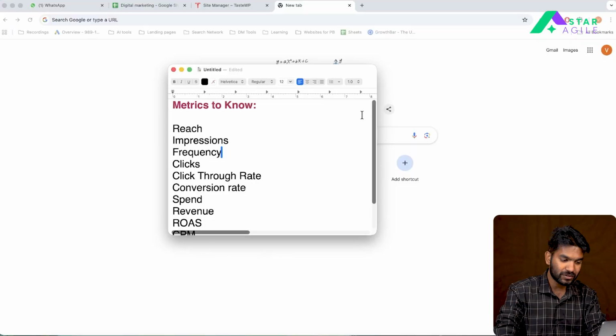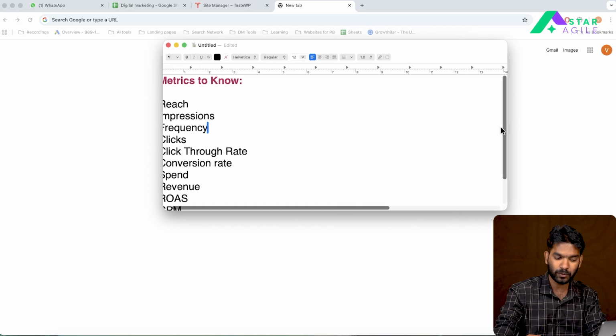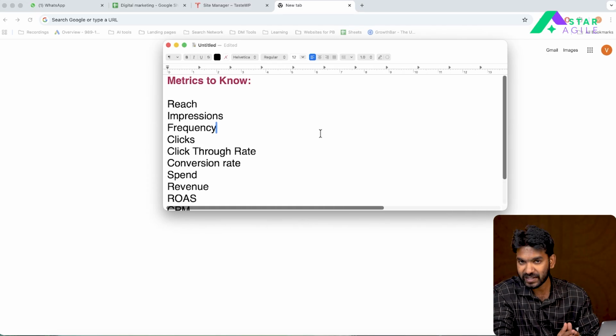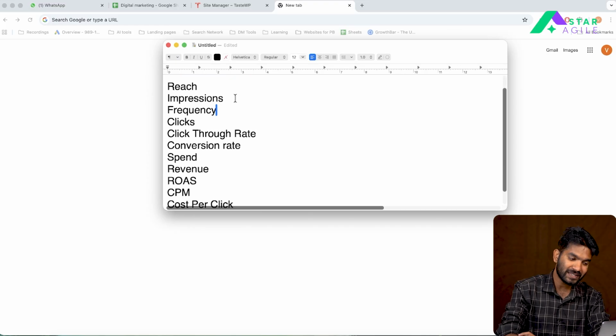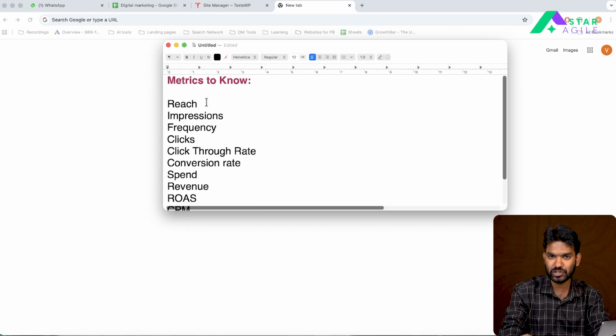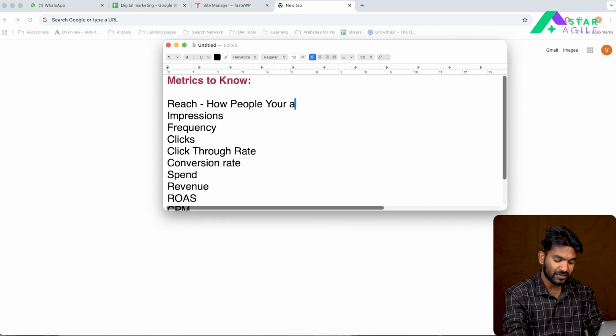Hi guys, in this session we are going to discuss the important metrics you need to know in digital marketing. Whenever you are running a campaign, you may come across multiple metrics. Here we listed a few metrics you need to know in basic to understand the dashboard. First is reach. Reach is nothing but how many people your ad has reached.